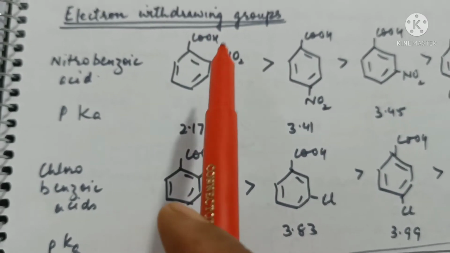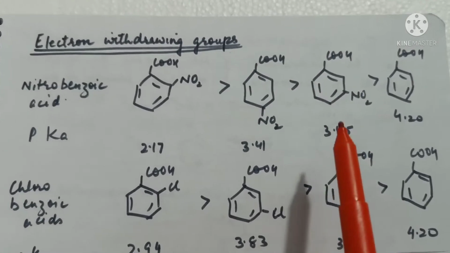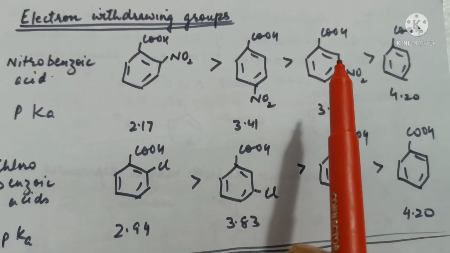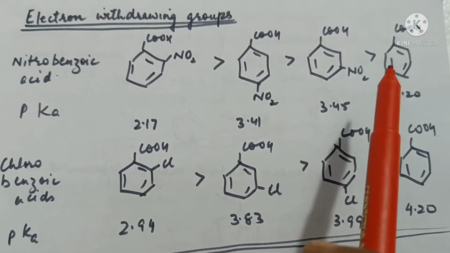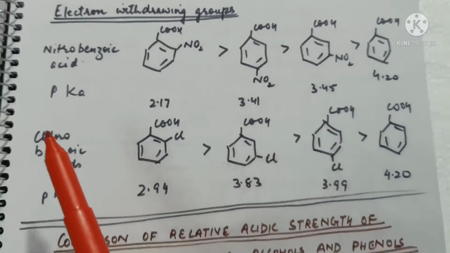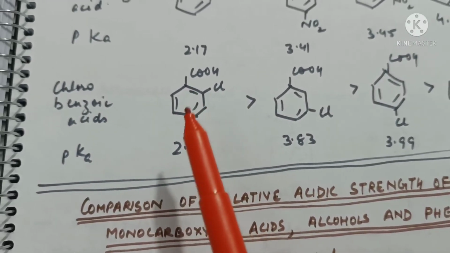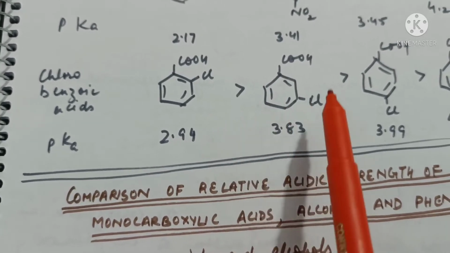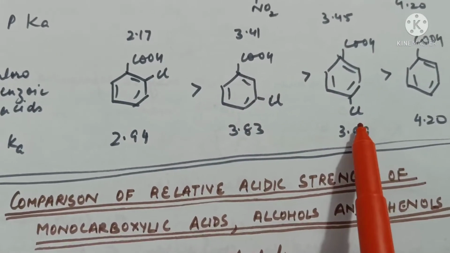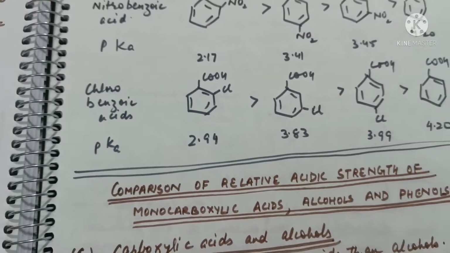We'll show this acidic trend. Ortho-nitrobenzoic acid will be more acidic than para-nitrobenzoic acid, which will be more acidic than meta-nitrobenzoic acid, and then benzoic acid will be the weakest acid. And chloro is also an electron withdrawing group, so ortho-chlorobenzoic acid will be the strongest acid, then meta-chloro, then para-chloro, then benzoic acid.